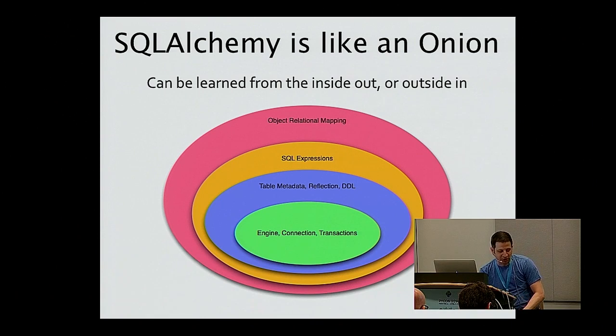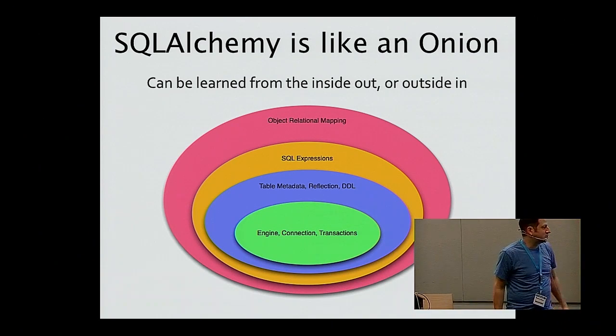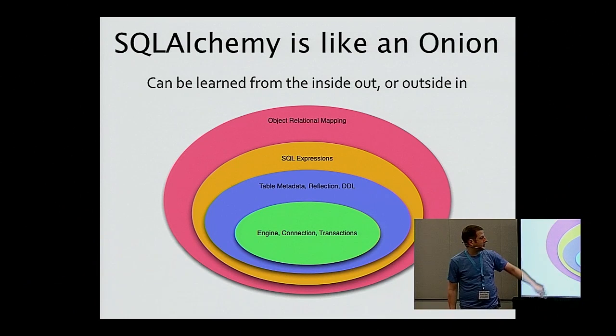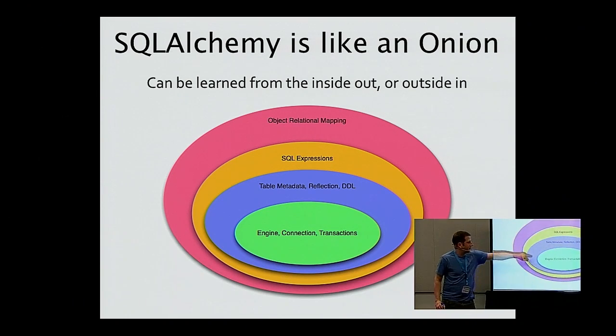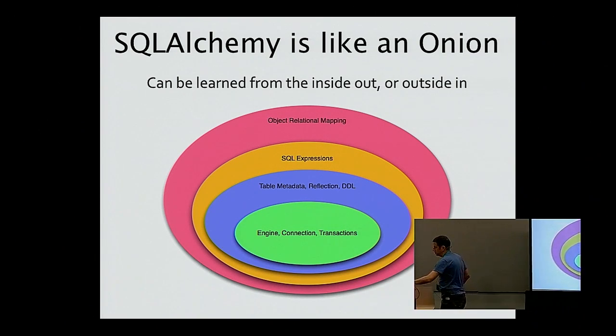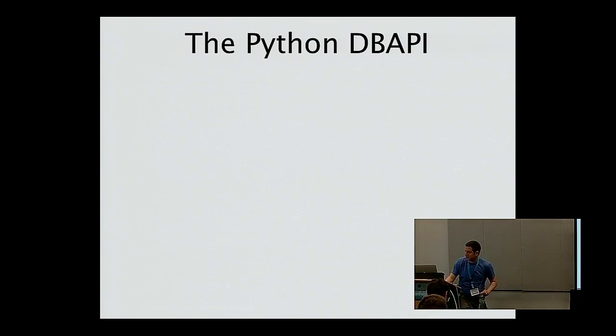When you first learn SQLAlchemy from the inside out, which is what we're going to do, and also when I wrote SQLAlchemy, we started with just being able to talk to the database, then dealing with how to create tables, get schema information, then how to deal with SQL expressions, and then finally, once we had the whole SQL toolkit, we wrote the object relational mapper on top of that. And then you have the green Python Database API.